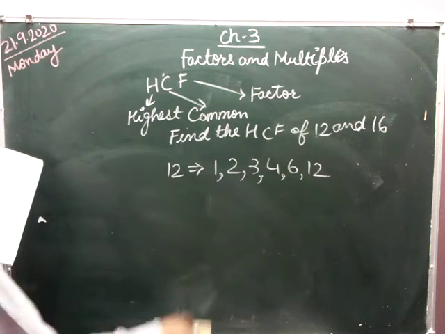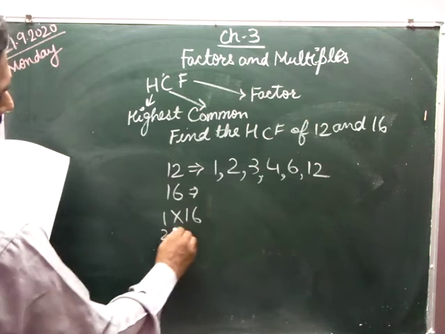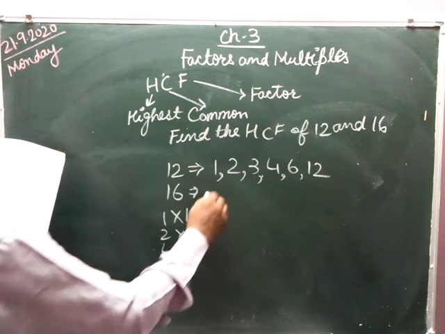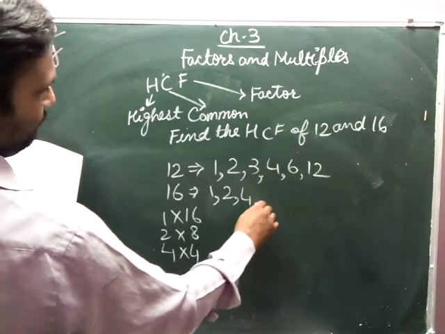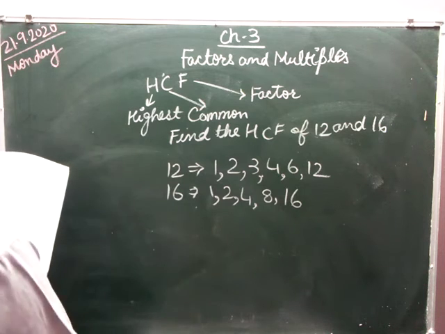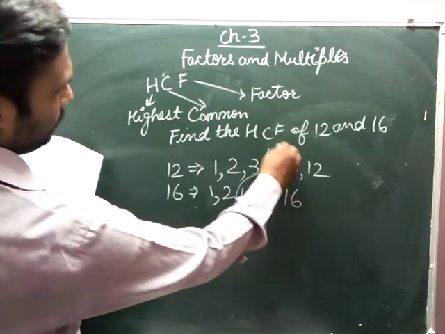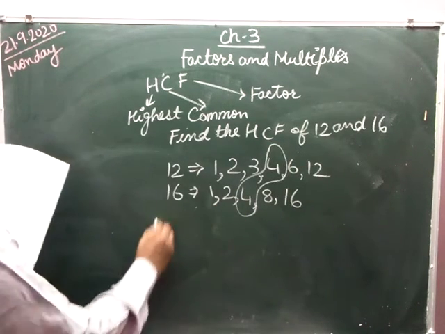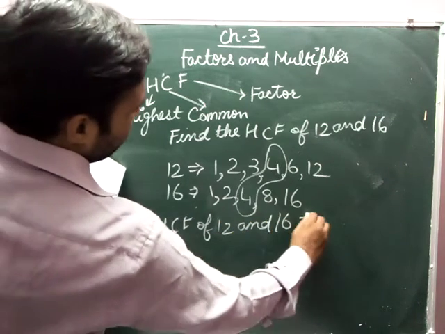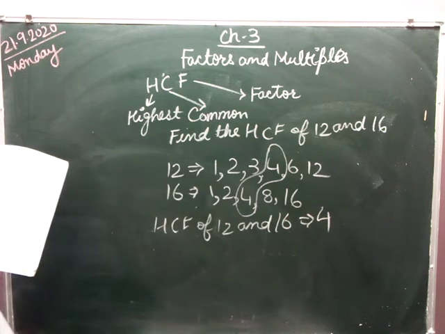Now we have to find the factors of 16: 1 multiplied by 16, 2 multiplied by 8, 4 multiplied by 4. So the factors are 1, 2, 4, 8 and 16. Now which is the highest among the common ones? As you see, 4 is common in both. So this is the highest common factor. So the HCF of 12 and 16 equals 4. In this way we can find the HCF.